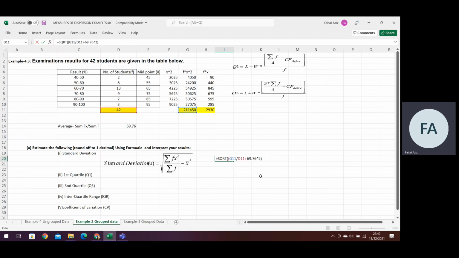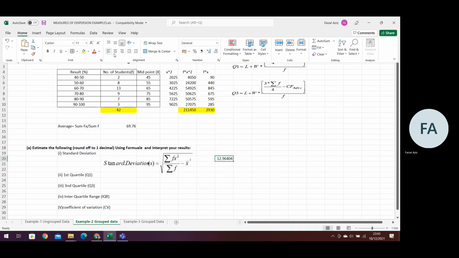So as you can see over here, what I have done, the formula is starting from square root, so I put SQRT, and then fx square. I've selected this fx square value divided by summation f. This is our summation f, sum of frequency, minus x bar square. X bar is a mean, so we'll have to calculate the square of this value, and then we can click enter. So by doing this, we will get a standard deviation 12.96. Standard deviation, we got 12.96.